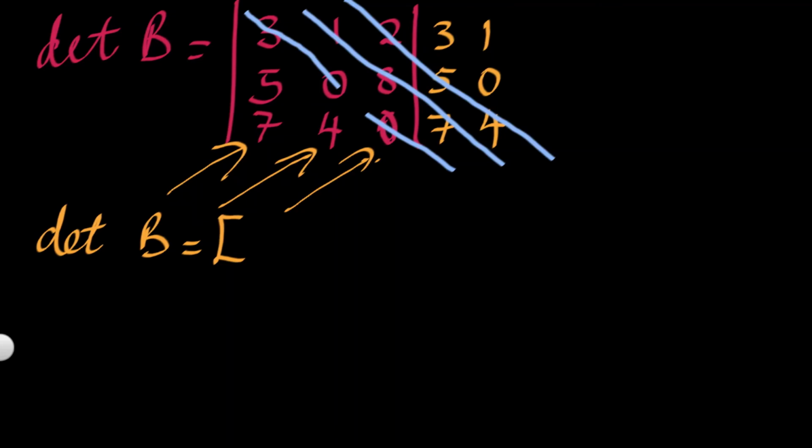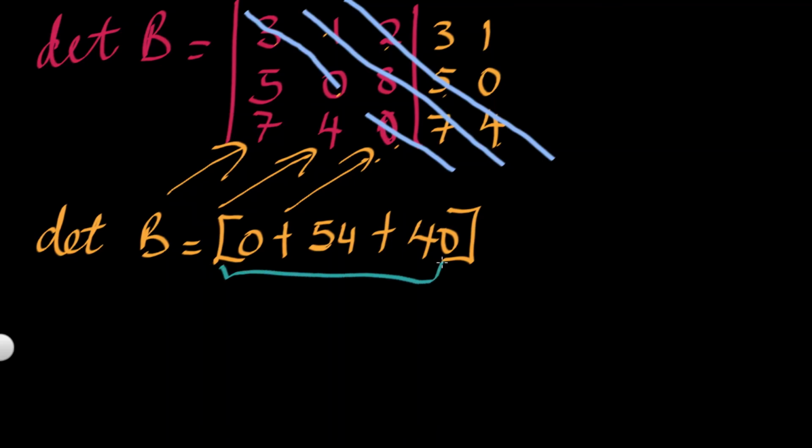That's all. So the first diagonal is this one. It's 3 times 0 times 0. The product there is 0 plus 1 times 8 times 7. The product there is 56 plus 2 by 5 by 4. The product there is 40. Now, this is the sum of the products of the major diagonals. I subtract.